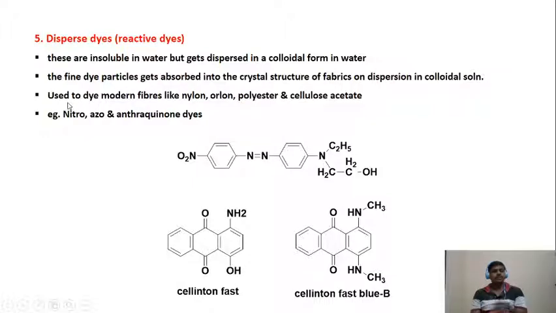It is used to dye modern fibers like nylon, orlon, polyester, and cellulose acetate. Examples of these are nitro dyes, azo dyes, and anthraquinone dyes. So this is the nitro dye. This is again an example of the azo dye, nitro plus azo dye, and the anthraquinone dye.